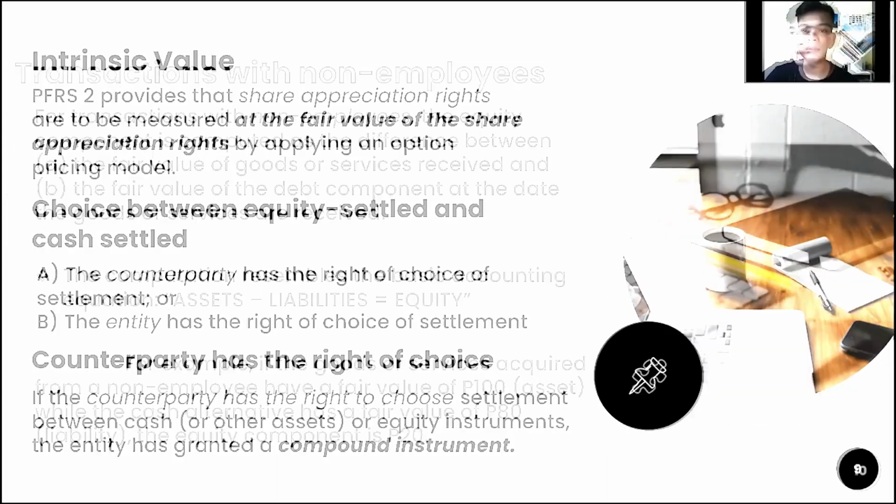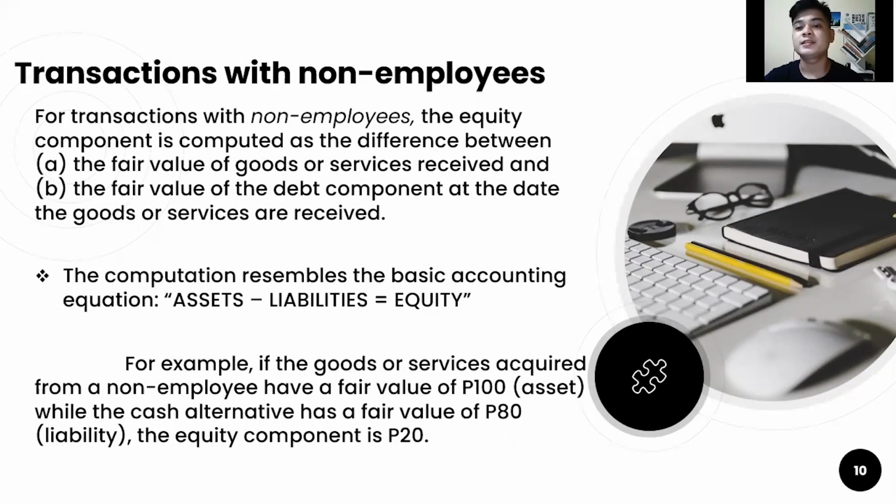So, paano kapag transactions with non-employees? For transactions with non-employees, the equity component is computed as the difference between the fair value of goods or services received and the fair value of debt component at the date the goods or services are received. So, parang ganito lang yan, no? Maalala niyo yung basic accounting equation. So, si fair value of goods or services, nire-represent siya ni asset. Then, si debt component, fair value nun, is liabilities. Yung tira, automatic equity na.